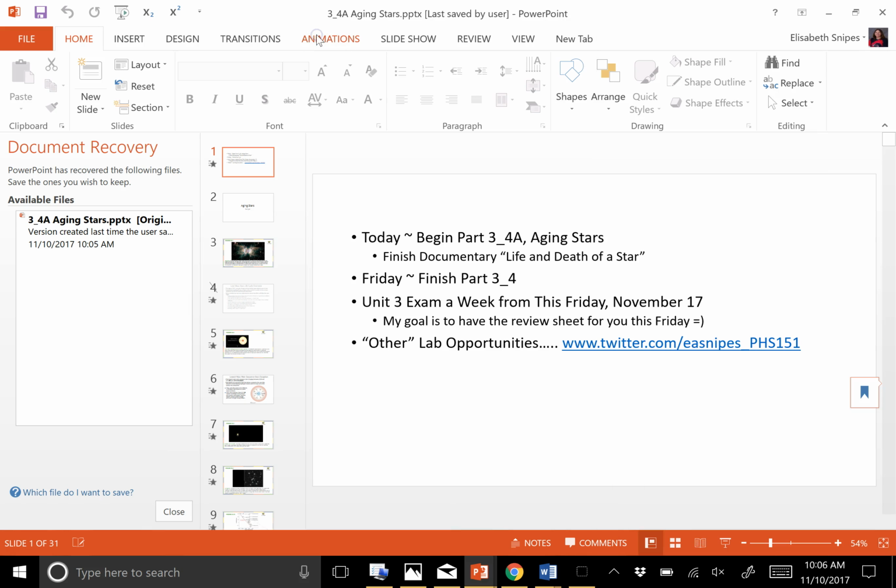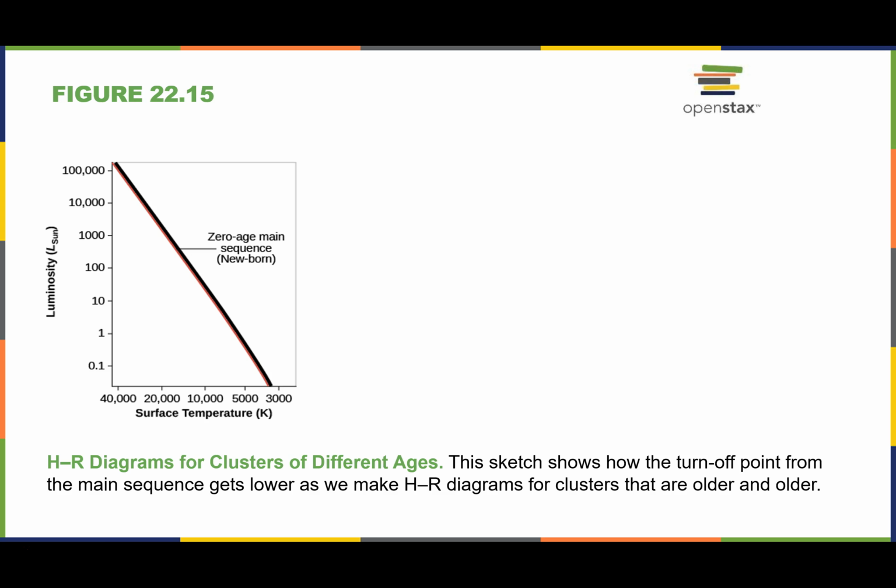I found it, everybody. So we've been talking about HR diagrams. What does the H and R stand for? Does anybody remember? Two names: Hertzsprung and Russell, HR diagrams. You might want to be able to draw one on your test next Friday. You're going to want to label the axes.